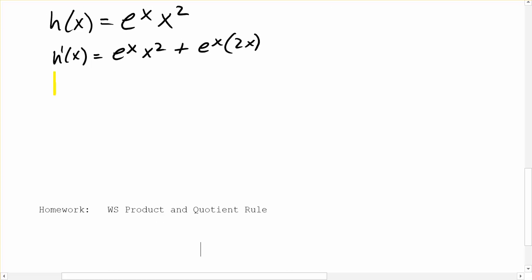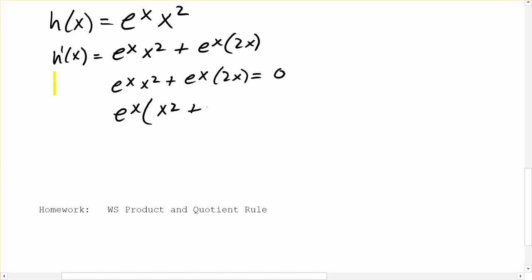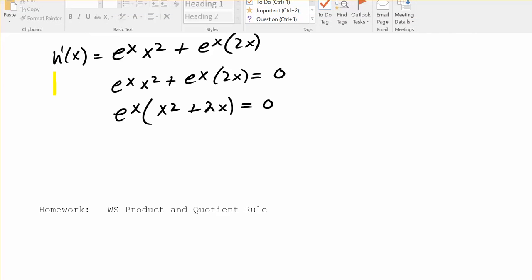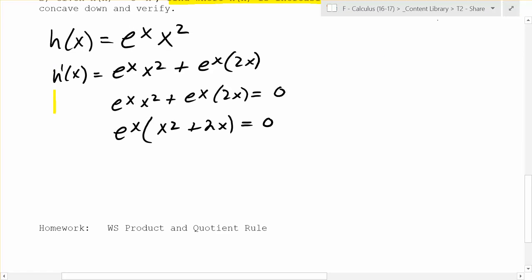So if you want to know where that's positive, you first need to find out where it's equal to 0. So e to the x times x squared plus e to the x times 2x has to equal 0. What can you factor out of both of those terms on the left? E to the x. So e to the x times x squared plus 2x equals 0, right? Everybody with me so far? Can e to the x ever equal 0? That's correct. E to the x can never equal 0.